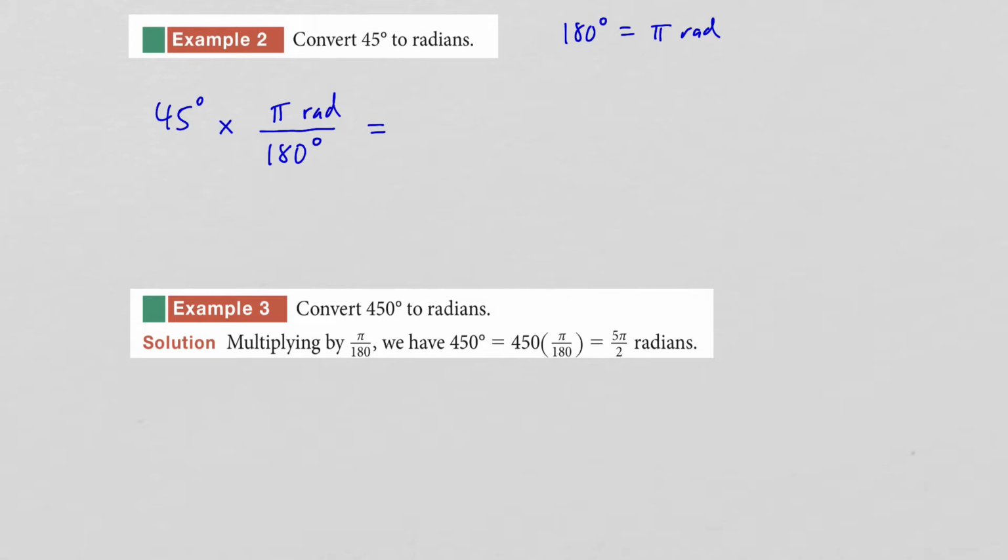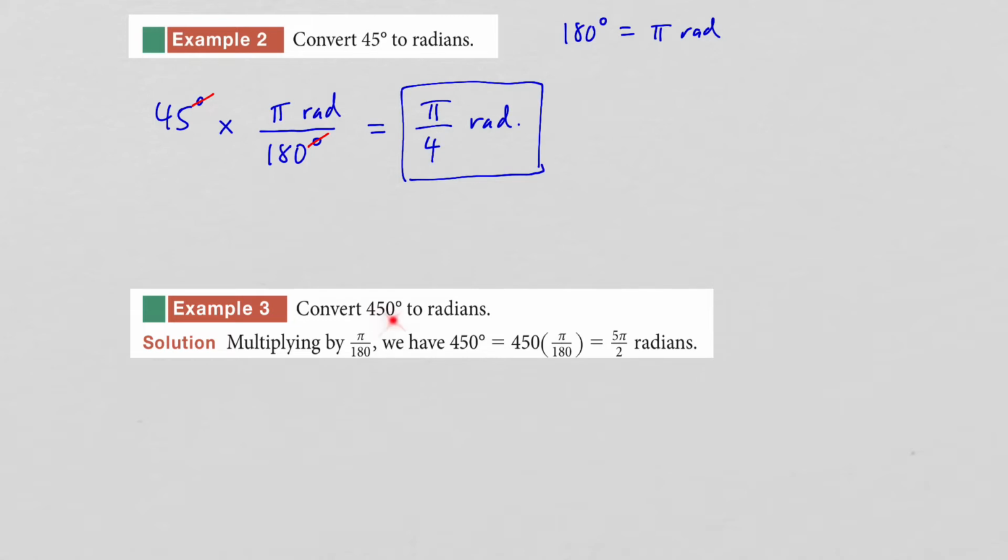Now, when we multiply these, the degrees cancel out. And then we can also divide 45 into 180, which goes in exactly 4 times. And so this ends up being pi over 4 radians. So 45 degrees is equal to pi over 4 radians. So notice that all I'm doing is multiplying by the conversion factor, which in this case is pi over 180.